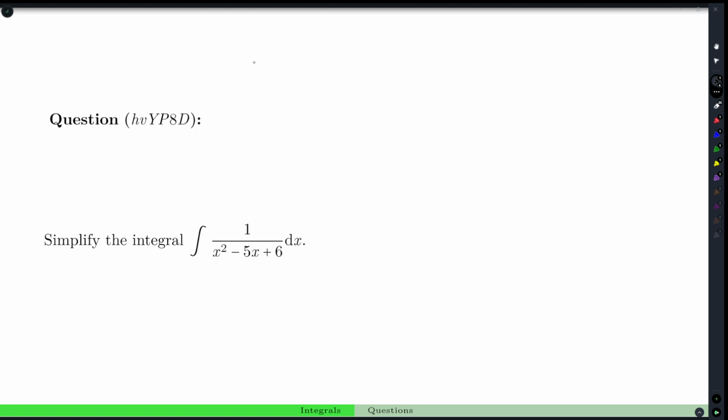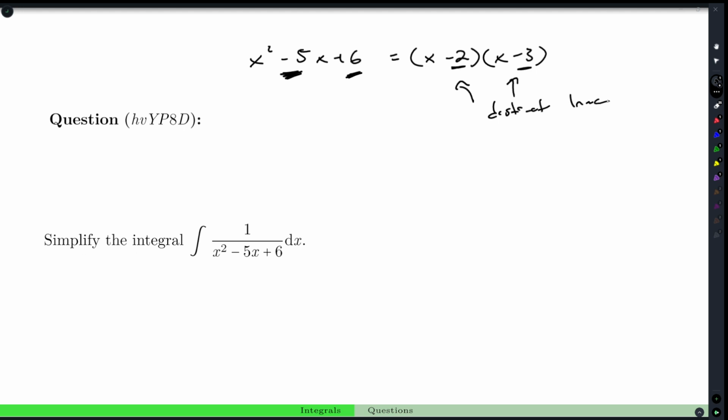So first thing we're going to do, we are going to factor our denominator here. X squared minus 5x plus 6, we can turn that into x minus 2 times x minus 3. How do you do that? Can you find two numbers that multiply to 6 and add to negative 5? You betcha. Okay? So we're factoring here. We've got nice, distinct linear factors.